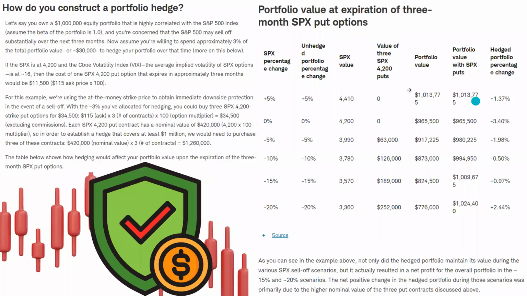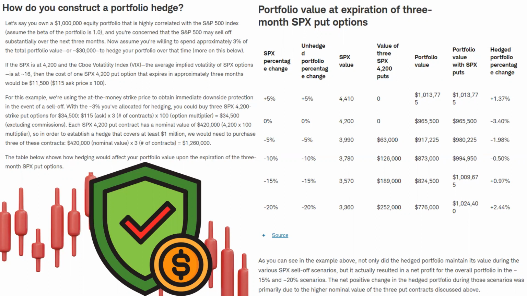We'll move forward a little bit, and we're going to use SPX, the S&P 500 index, and go over an example here. We can see, over 3 months, the SPX percentage change. We'll take a look at how the portfolio performed if the S&P went up 5% or even if it dropped all the way down 20%. So the first thing we're going to do is, let's say you own a $1 million equity portfolio for this example, and you're willing to spend 3% of the total portfolio value, or around $30,000 in this example, to hedge your portfolio over that time.